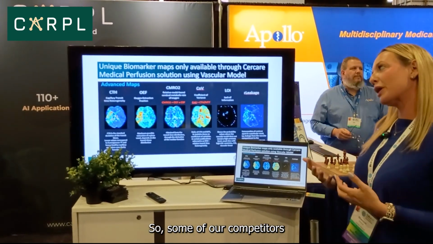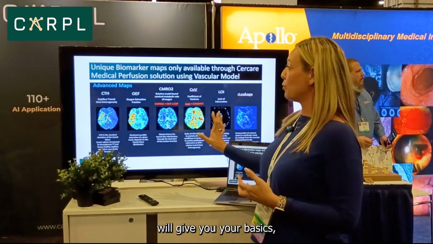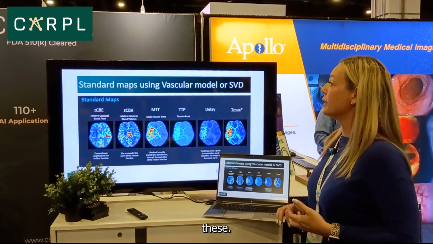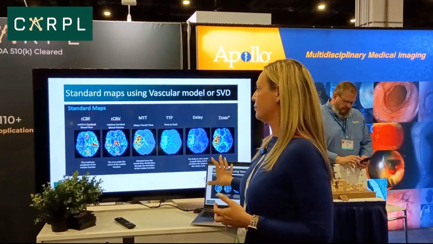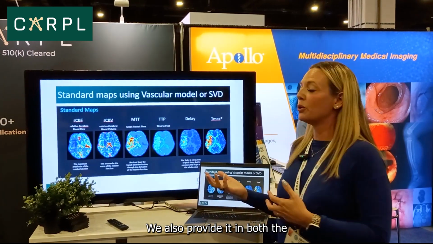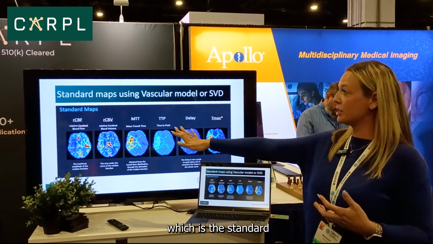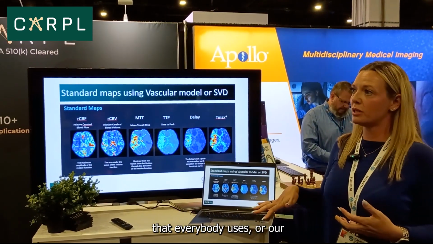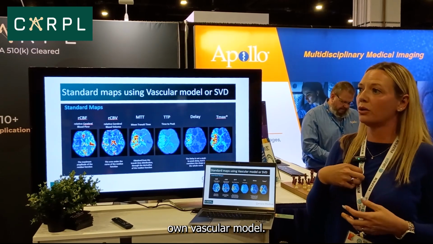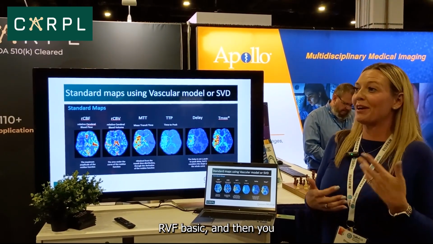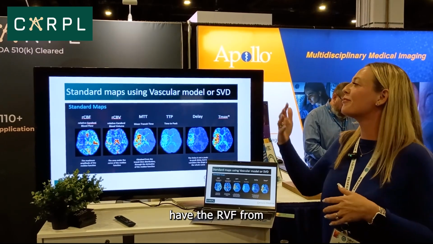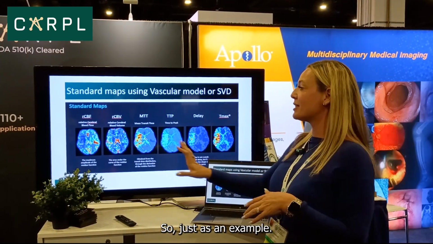So some of our competitors will give you your basics, which look like these. These are the standard maps that everybody can provide. We also provide it in both the SPD model, which is the standard that everybody uses, or our own vascular model. So you actually have the option of what we call RBF basic, and then you have the RBF from Cercare. So just as an example.